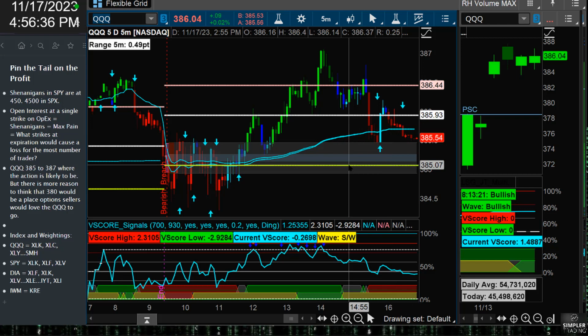So if you want to use a volume-weighted average price, put it on the S&P futures, ES, put it on the NQ futures, NQ. Use the SPY, use the QQQ. I just want to show you how much more accurate this process is with these symbols, the QQQ and the SPY. And that's really it. Pin the tail on the profit.